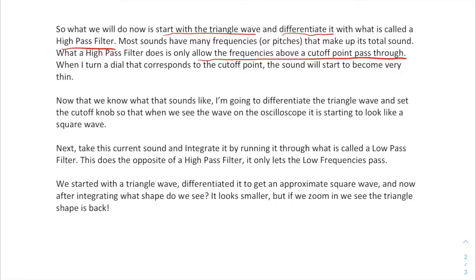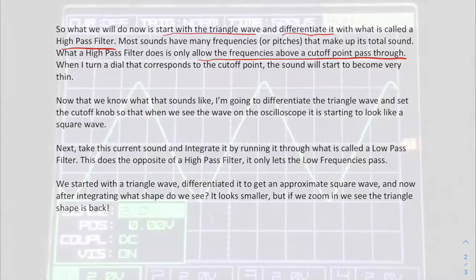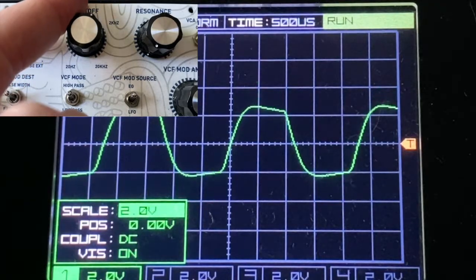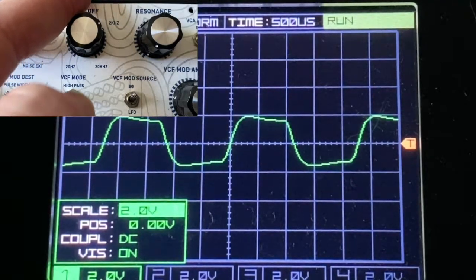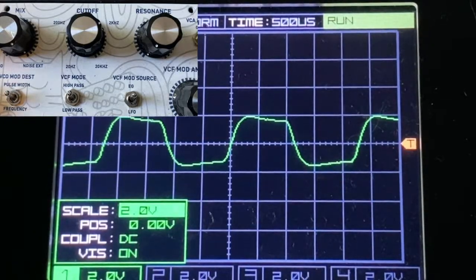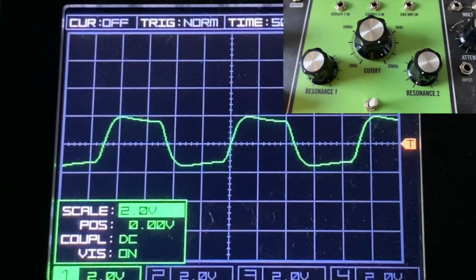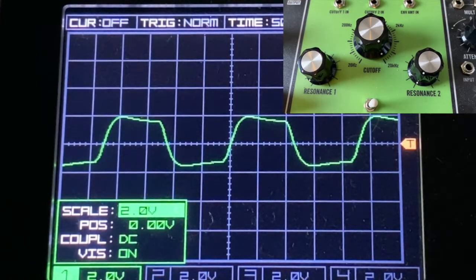Now, let's differentiate this triangle wave and set the cutoff knob so that when we see the wave on the oscilloscope, it starts to look like a square wave. So now while we have this sound going, I'm going to take this approximate square wave and then integrate it. I'm going to undo what we just did. But the way that I'm going to undo that is by running this current sound through what's called a low-pass filter. This does the opposite of a high-pass filter. It only lets the low frequencies pass through.